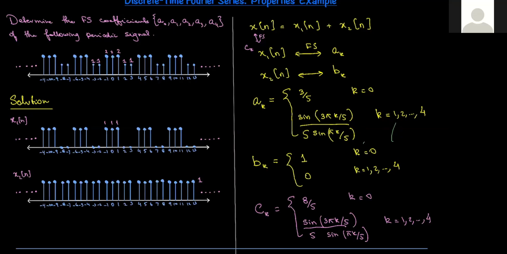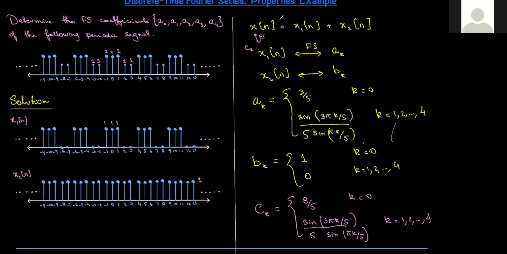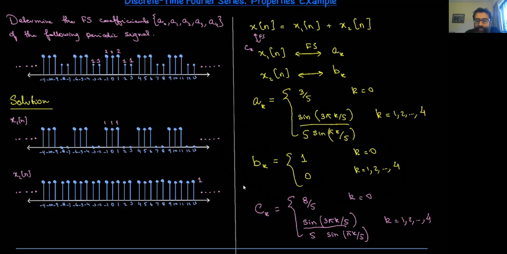Yes, sir. Can you please tell how we got d_k equal to 1 when k is equal to 0 and 0 when k is other values? So the question is, why is this the Fourier series representation of this constant signal? If I give you a DC signal in continuous time, what is its Fourier series representation?